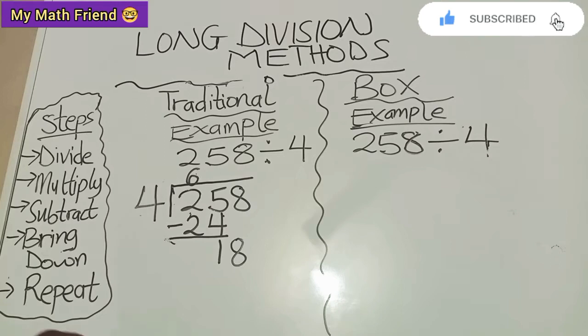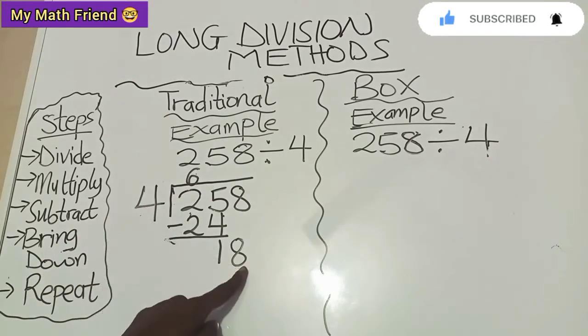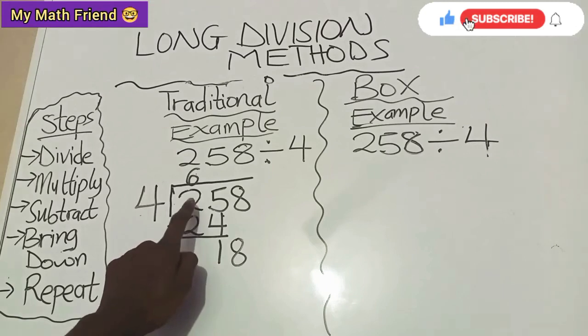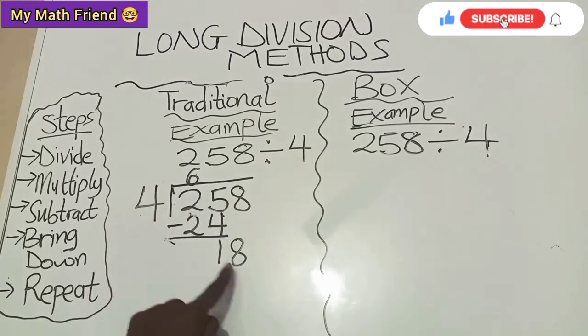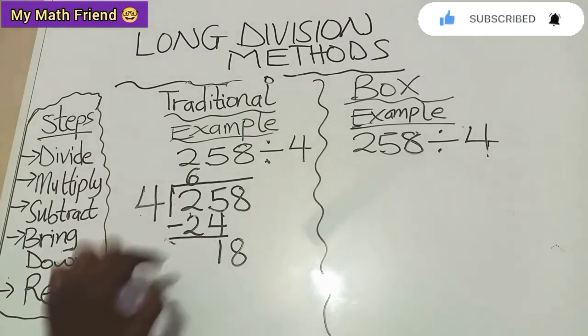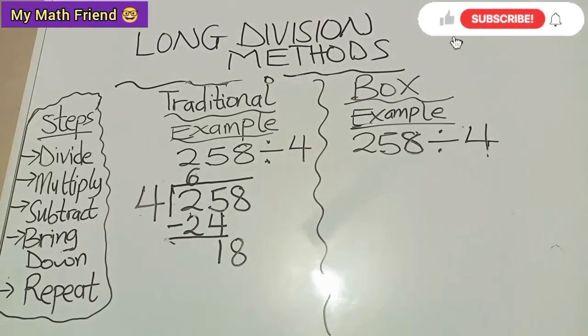Good. Now take note that you only bring down, or you only add another digit to what is already there, when the digit is smaller. This 1 is smaller. The 2 also is smaller than the 4. That's why we added the 5. The 1 is smaller than the 4. That's why we added the 8. And in case where you have the number inside the box being bigger, you don't need to bring down or add another digit to it. So you just continue. Take note.